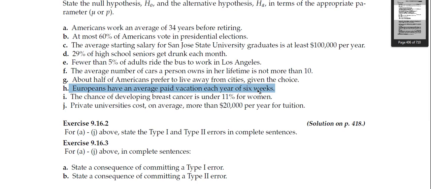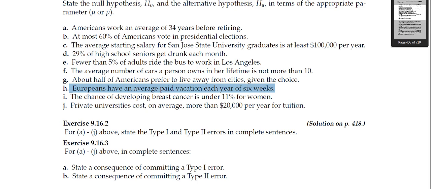Conversely, if you run the research study, you're trying to see if Europeans have an average paid vacation each year of 6 weeks. You run the study and you say, yeah, I agree with that. Well, maybe you're wrong. Maybe you say they do. In other words, you're agreeing with the null hypothesis, but in fact you shouldn't. That's a type 2 error. That's a false negative. Let's come up with a consequence for that one.